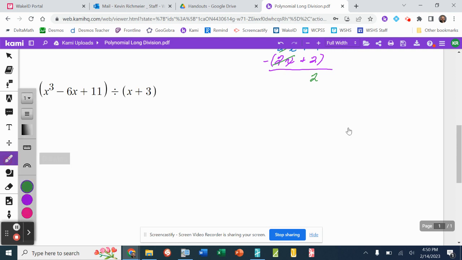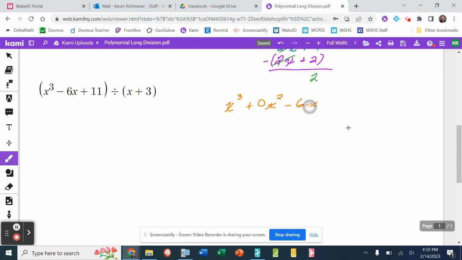So when that happens, what you need to do is put a 0 as the coefficient of the missing term. That'll just be a placeholder for it, so I don't end up messing up and leaving out a part of the quotient. So I'm going to write x cubed, and then since I'm missing my quadratic term, I'm going to write 0x squared minus 6x plus 11. So I'm just rewriting my dividend to have that missing term in it.